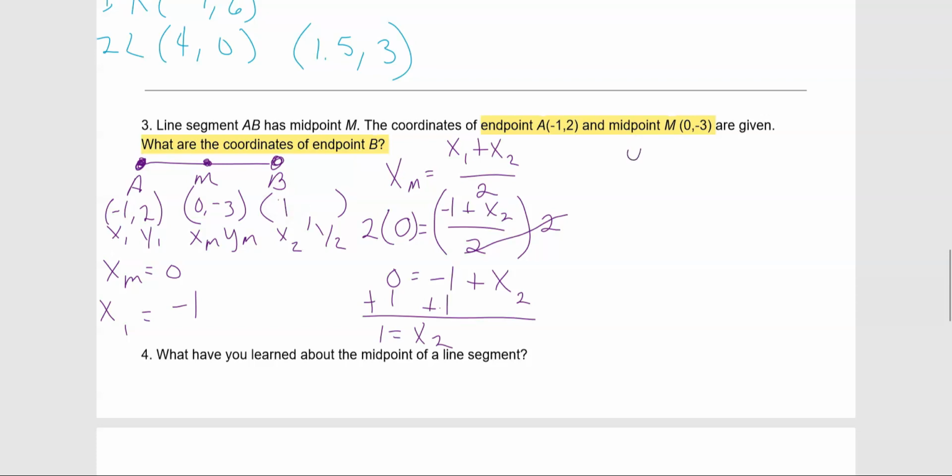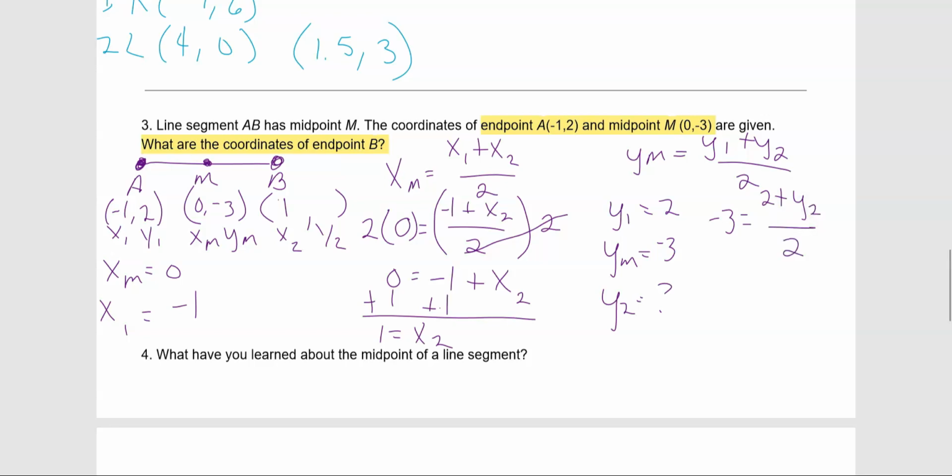All right, so now we need to figure out y of the midpoint, or y2. We know that y1 is 2, and we know that y of the midpoint is -3. And again, we don't know what y2 is. So plug these numbers that we do know into our formula. So y of the midpoint is -3. Y1 is 2 plus our y2, which is unknown, divided by 2. We need to do the inverse operation to get rid of the 2 in the denominator, so multiply both sides by 2. 2 times -3 is -6 equals 2 plus y2.